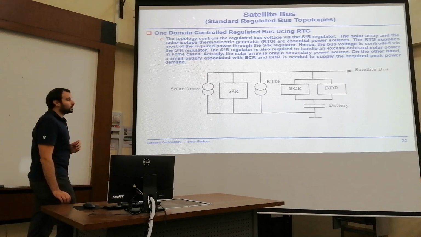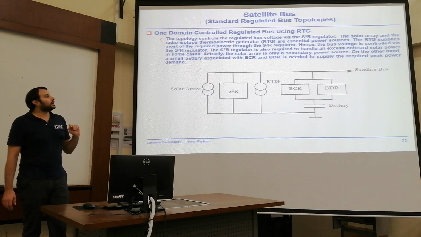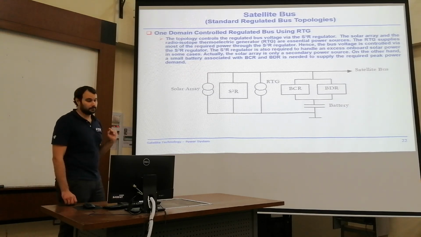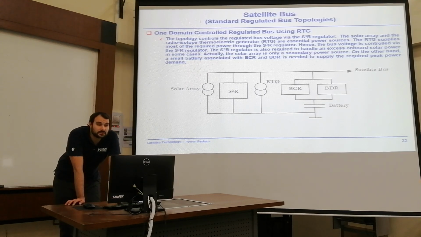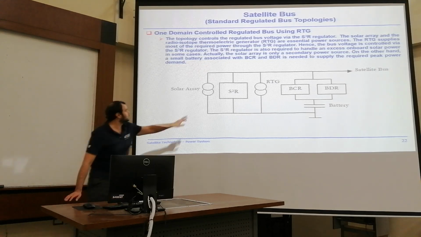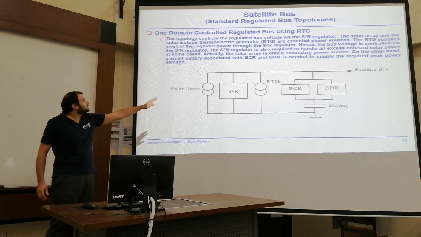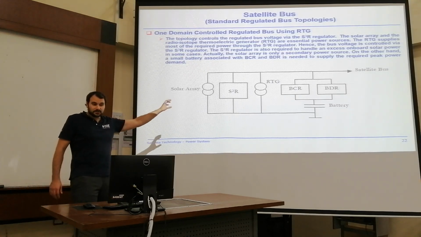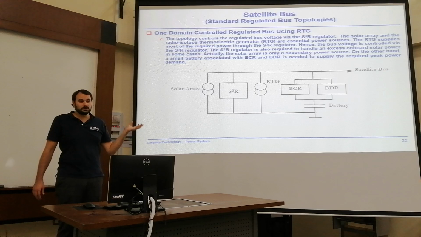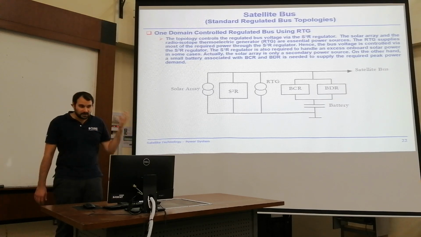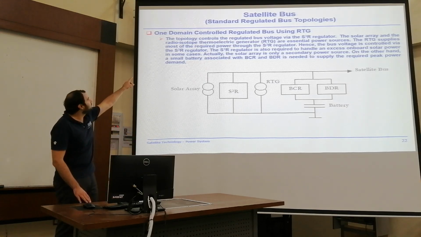Last but not least, we have the 1-domain controlled regulated bus, in this case with an RTG, so the nuclear battery. This topology controls regulated bus voltage via the SGR regulator. Here, the solar array and the radioisotope thermoelectric generator, RTG, are essential power sources. The RTG supplies most of the required power through the SGR regulator, and that means the bus voltage is controlled via the SGR regulator.